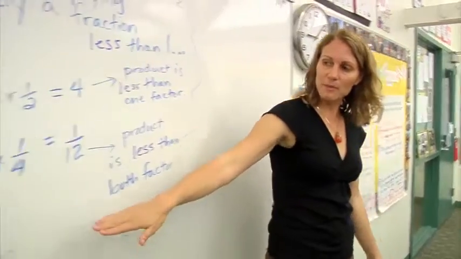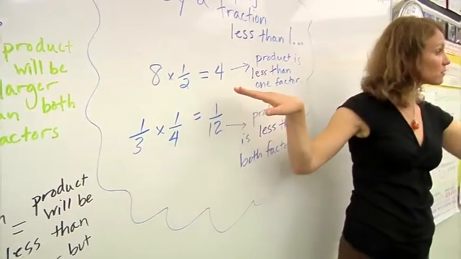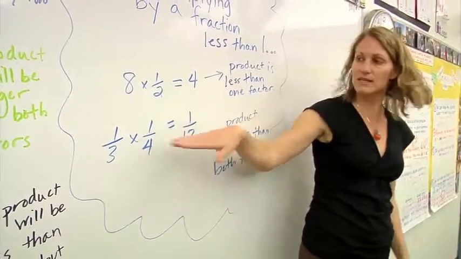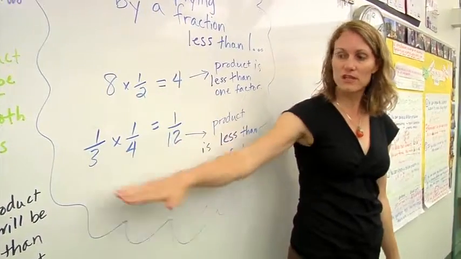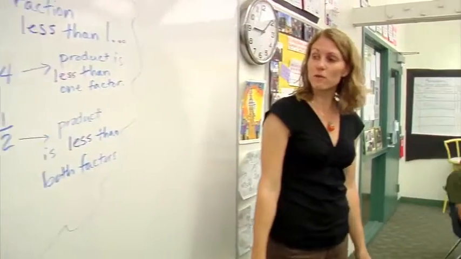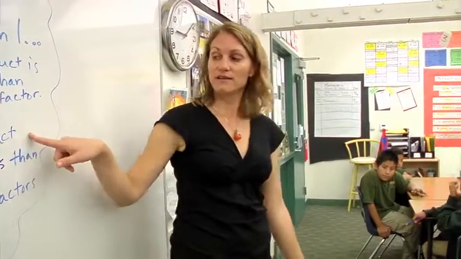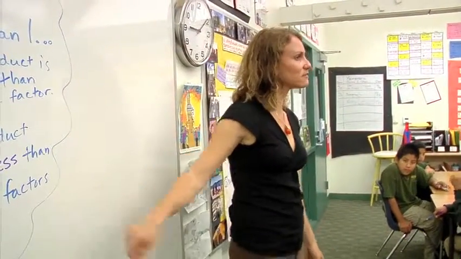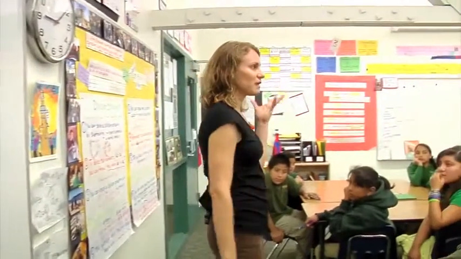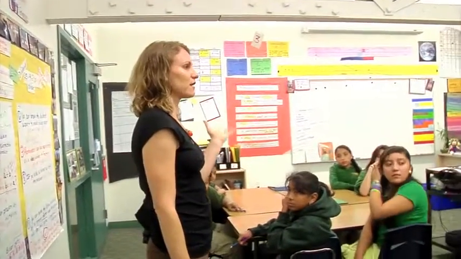Yes. And what happens, which is kind of similar to what you were talking about, this halving idea? It halves one of the factors. When we multiply a third times a fourth, what do we get? 1/12. Is the product less than both factors? Yes. So I want you to keep that in mind today as we start dividing fractions.